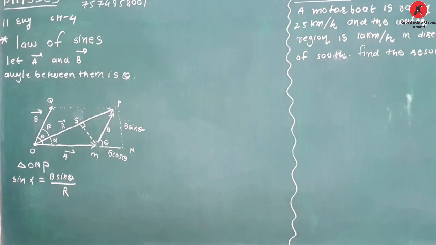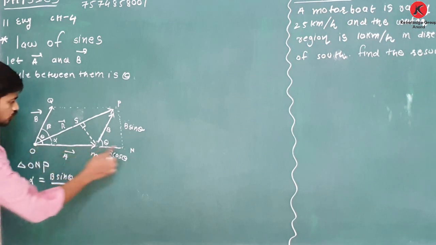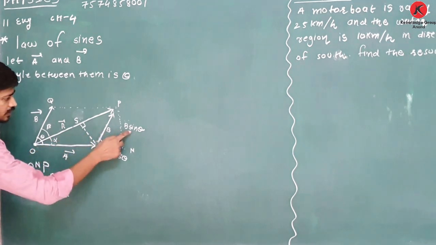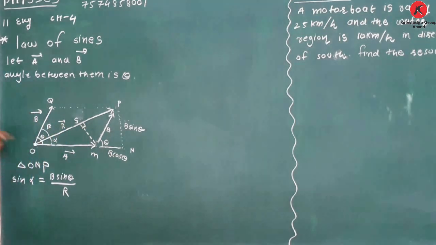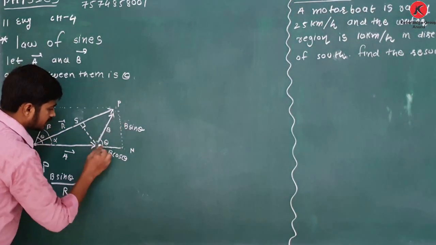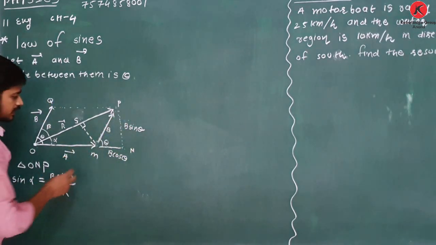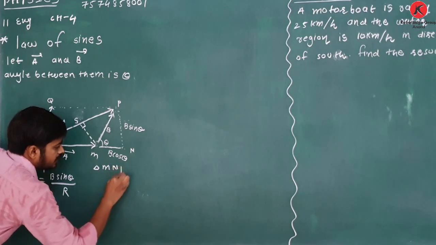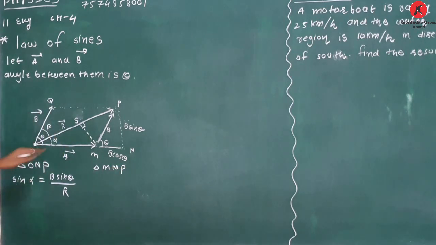Clear about this? Again, in this triangle, this angle is alpha. Sine alpha means B sine theta upon the resultant vector. Now take this triangle, that is triangle M and P. In this triangle M and P, this angle is theta.